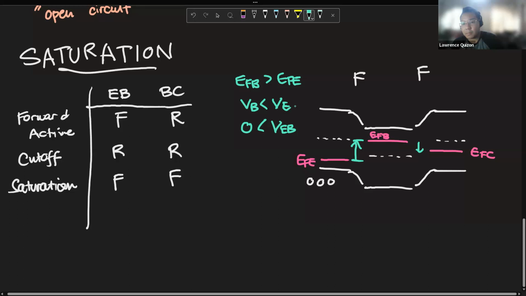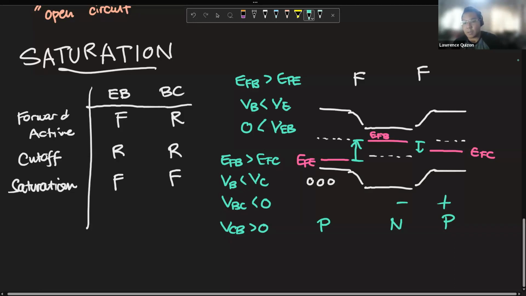For this one as well, we have that EFB is greater than EFC. So we know that VB is less than VC, or that VBC is negative, or VCB is our positive voltage. Which makes sense because if this is P and this is N, then it should be like that for it to be forward biased.